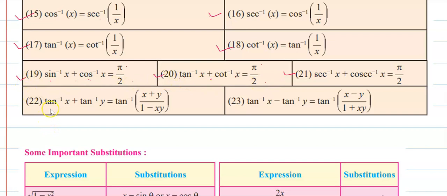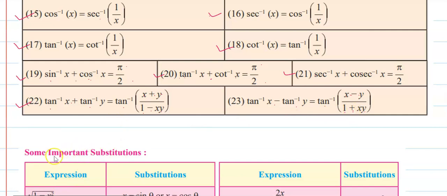And next, tan inverse of x plus tan inverse of y is equal to tan inverse of x plus y upon 1 minus xy. This formula is also important. Tan inverse of x minus tan inverse of y is equal to tan inverse of x minus y upon 1 plus xy. If there is plus here, then plus, and below indirectly minus. If there is minus here, then minus, and if minus comes here, indirectly plus comes below. Okay.